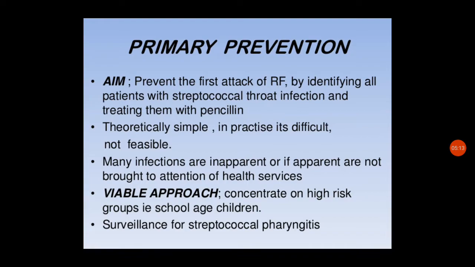So primary prevention, the aim of primary prevention is to prevent the first attack of rheumatic fever. The first attack of rheumatic fever is prevented by identifying all patients with a streptococcal throat infection and treating them with penicillin. So we have to identify all sore throat patients and we have to treat the streptococcal infections with penicillin administration. But theoretically it is very simple.